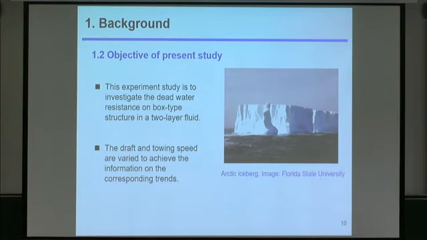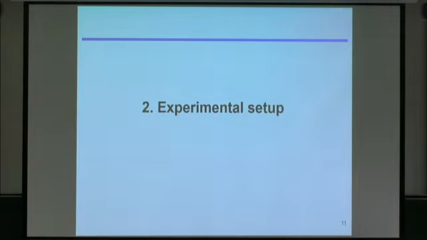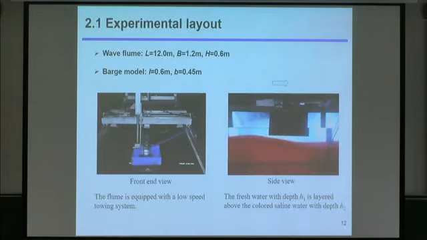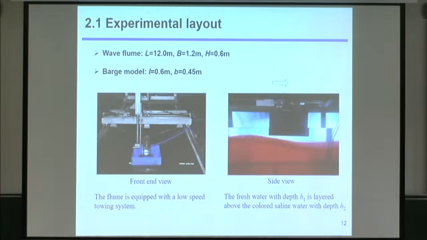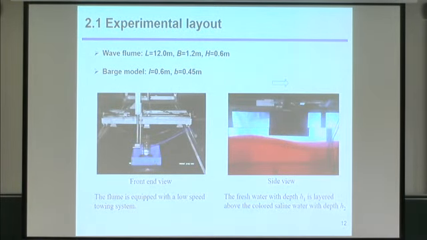Okay, this is the background. Now we can see the experiment setup. This is a wave flume. From this we can see this tool is a tank wall, and this blue one is a box type structure. And this flume is equipped with a low speed towing system on it.